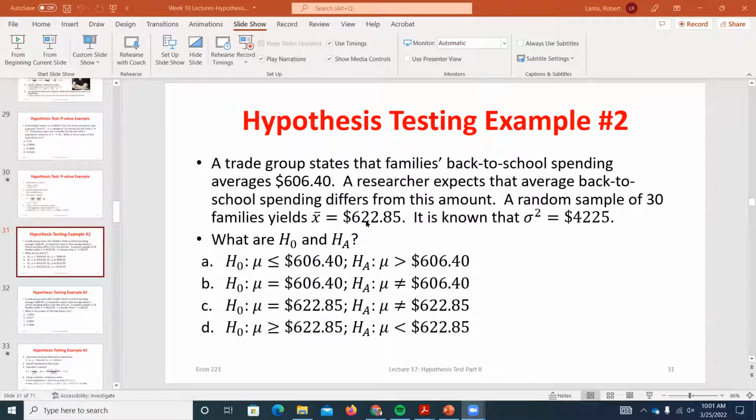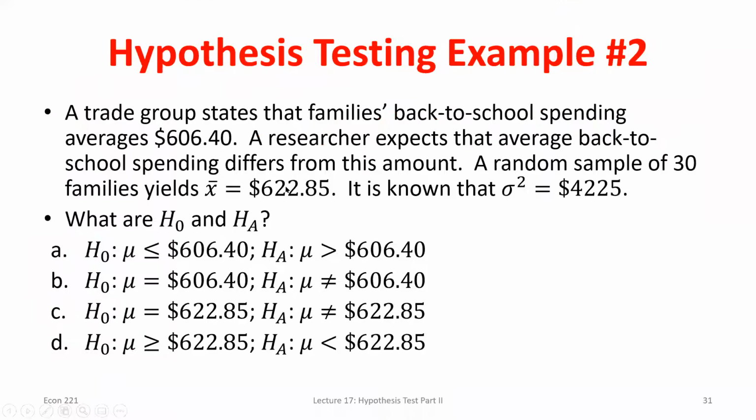And so we'll kind of pick up on an example where we left off, and then I'll introduce the next two types of examples we could have. So this has some group states back to school spending averages $606.40. A researcher expects that it's different from this amount. So right away, what would our null and alternative hypothesis be? Well, we want to know whether or not back to school spending is different from this value of $606.40. So anytime we see this term different than, we should automatically be thinking we have a two-tailed test.